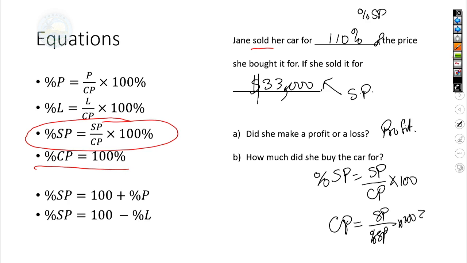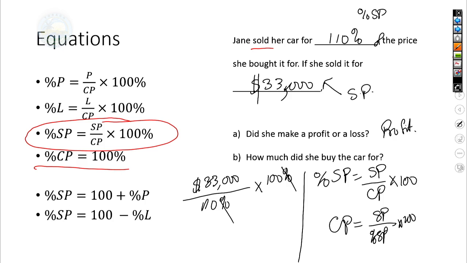So that will be 33,000 over 110% times 100%. Percent values cancel out. 10 cancels out 10, 11 into 33 is 3, so that means this number is 300.